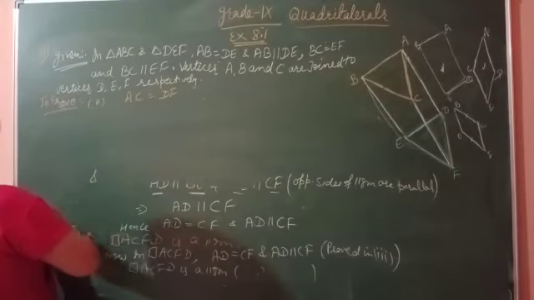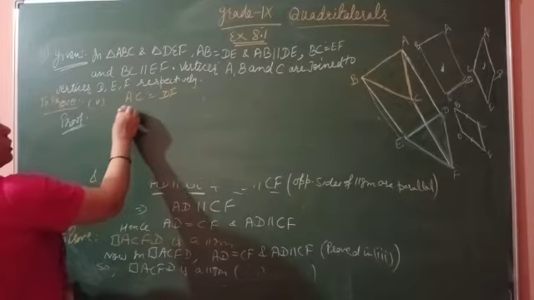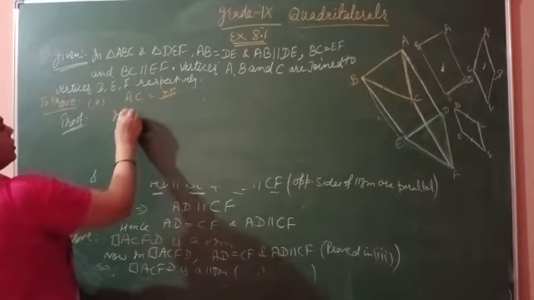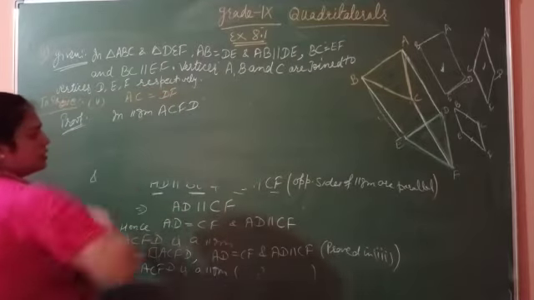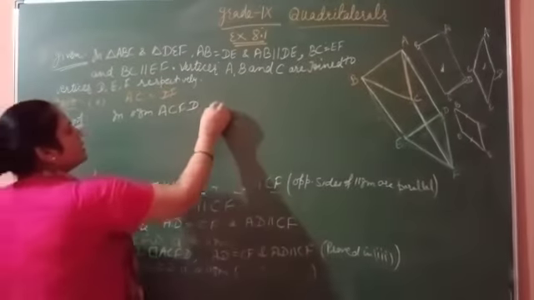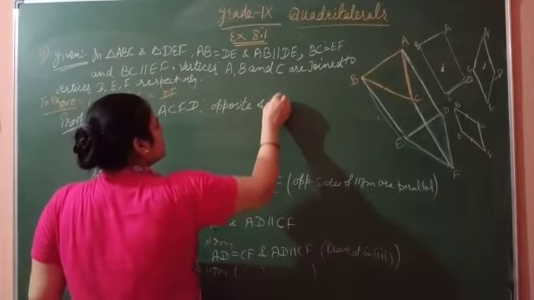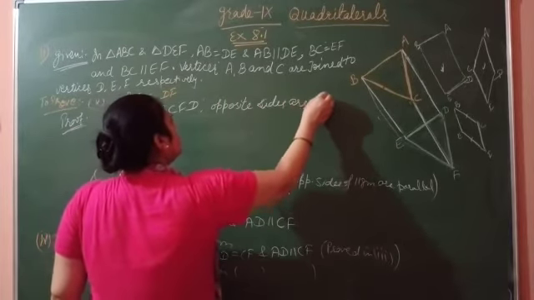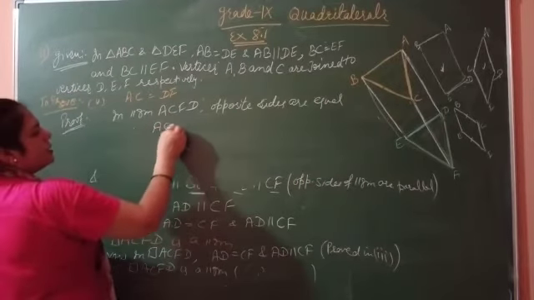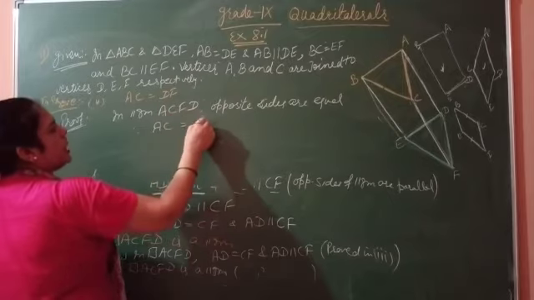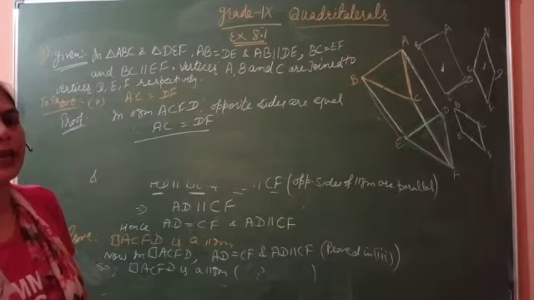So proof: in parallelogram ACFG, opposite sides are equal. So therefore AC is equal to GF. Clear? This completes our proof that opposite sides are equal and parallel.